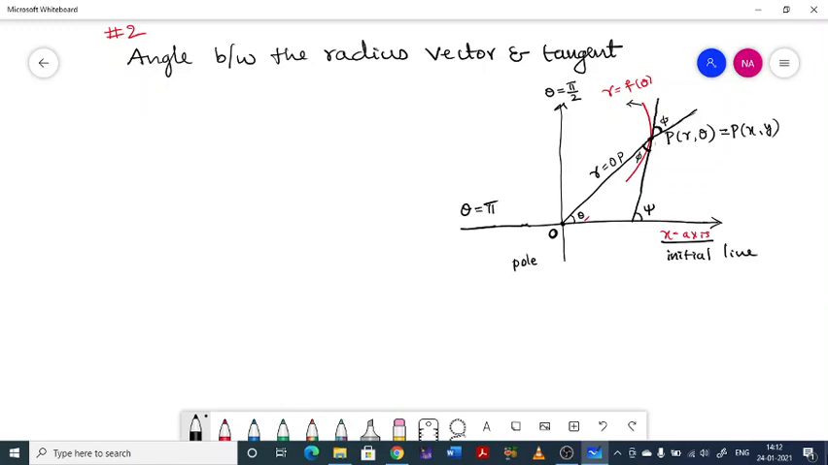Next, draw a tangent to this curve at the point P. That means you draw a straight line that touches the curve r equal to f of theta, which is called a polar curve, at the point P. So what do we mean by a polar curve? Given any curve, it can be written either in the form y equal to f of x or in the form r equal to f of theta.